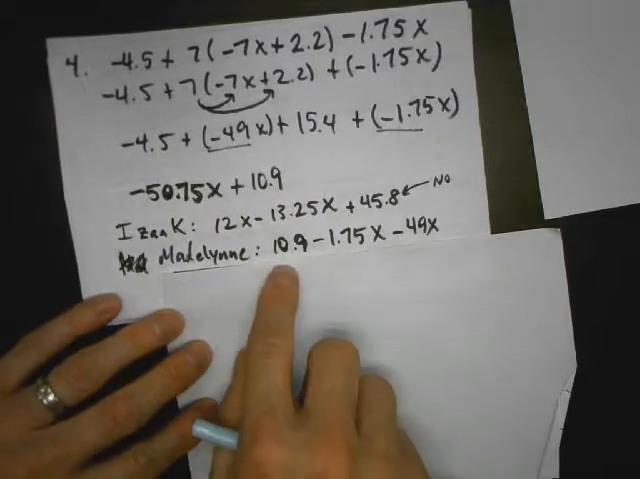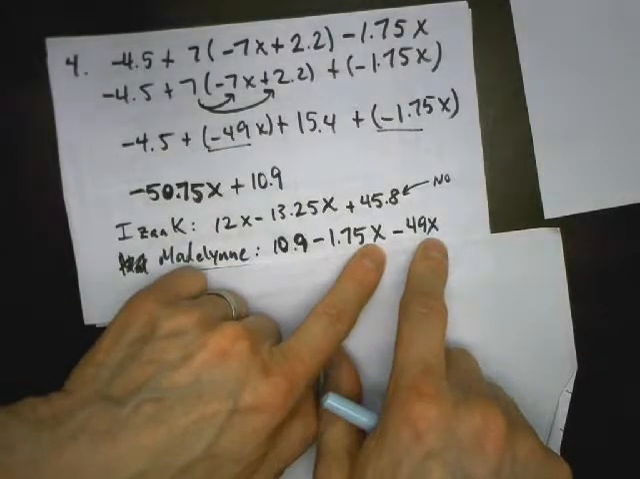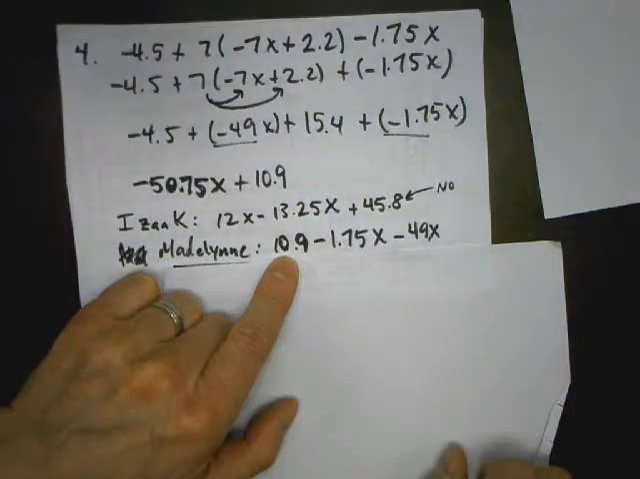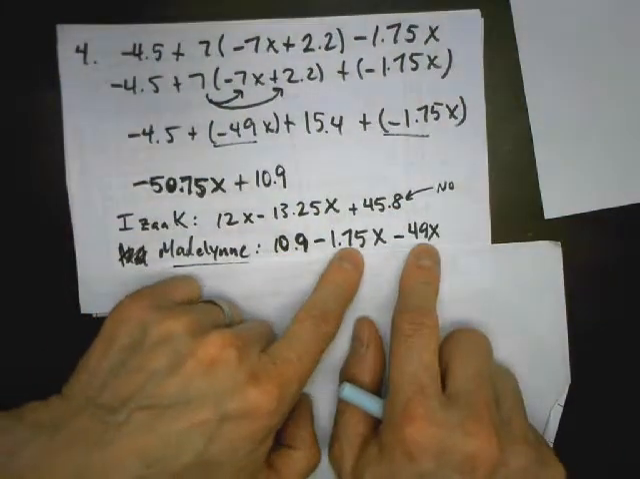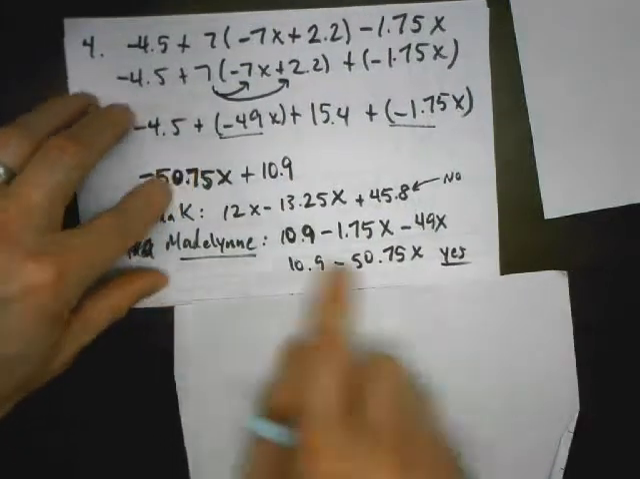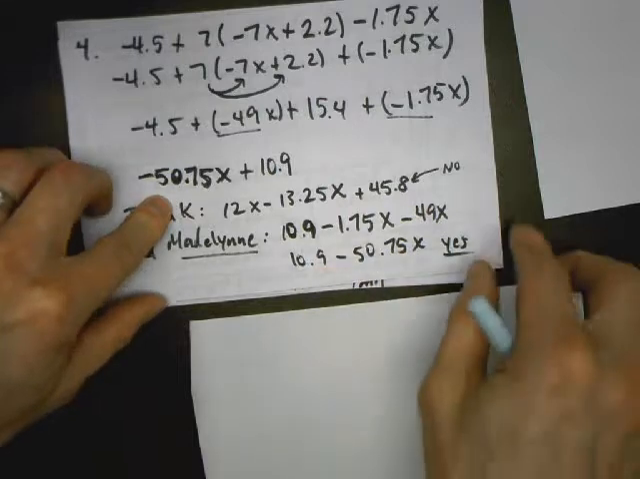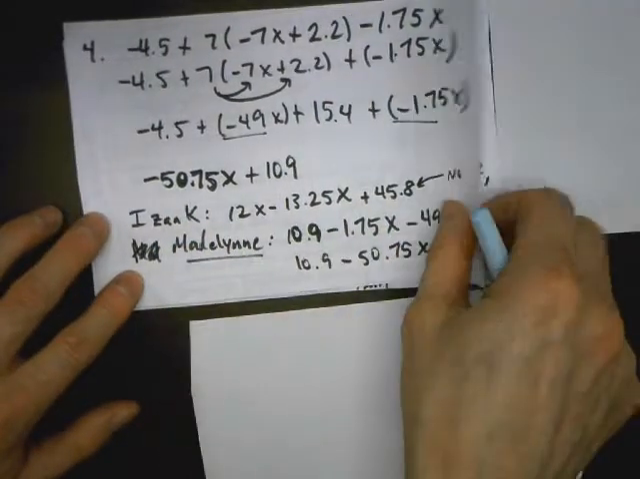So if I look at Madeline, Madeline has these x's, but only one constant. The constant is the same, so I'm going to check. When I check and I take these two numbers together and I add them together, I see I get the exact same expression. They may not be in the same order, but they're the same expression. So Madeline created an expression that's equivalent.